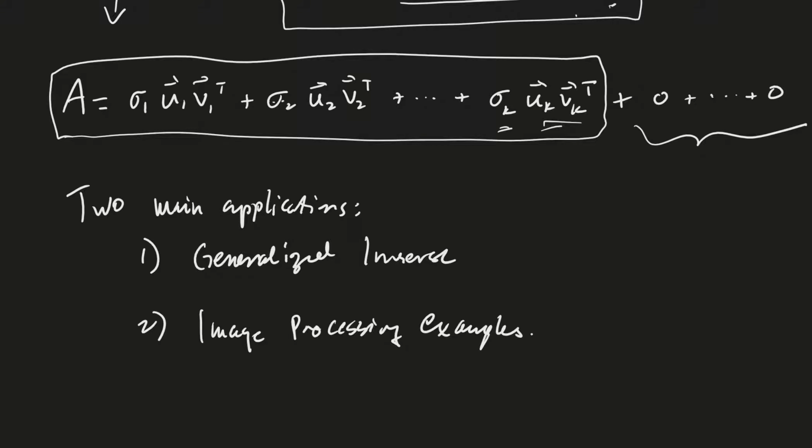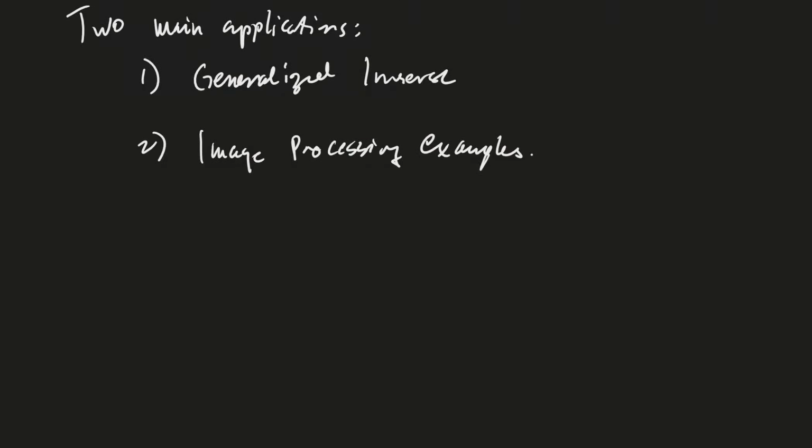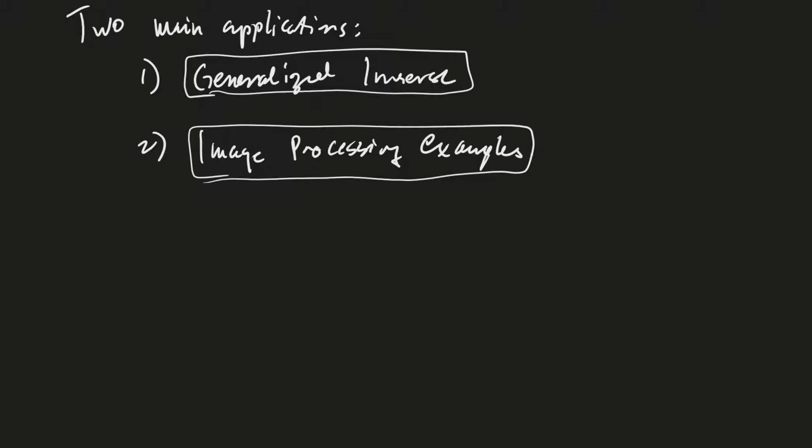Okay, so this video is picking up where we left off before. We had this beautiful decomposition of a matrix A into a sum of rank 1 matrices by using the SVD. And we're going to see a couple of applications of the SVD. Today we're going to be talking about the generalized inverse. And then in another video, we're going to be talking about doing a little bit of image processing, just for some fun. Okay, so let's talk about the generalized inverse first.